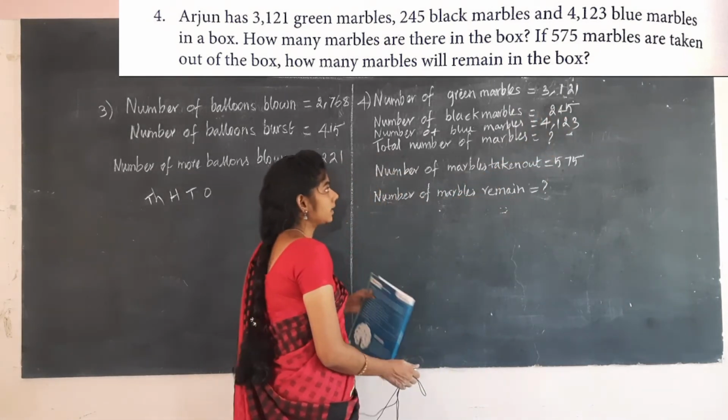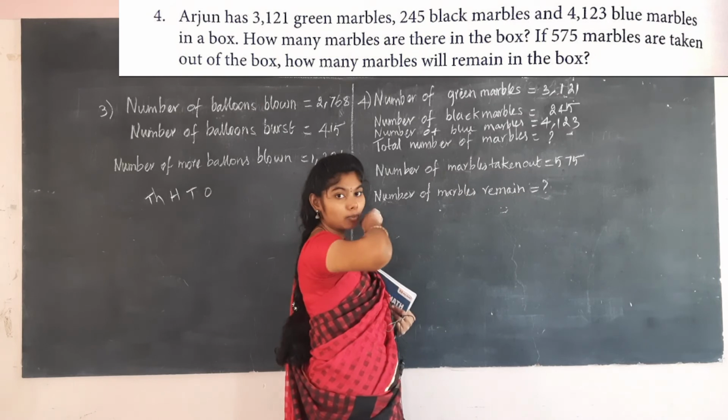So first we are going to add these three numbers. To add the numbers, we have to write up to the thousands place.